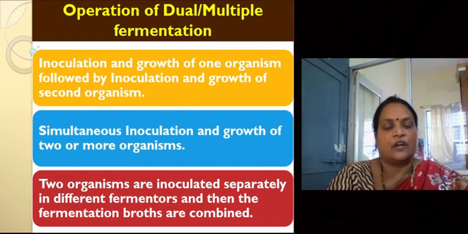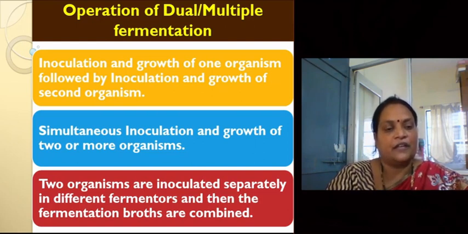Suppose you are using two organisms, you can first inoculate one organism and allow it to grow. Then you inoculate the second organism and allow it to grow. This is the first way, that is inoculation and growth of one organism followed by inoculation and growth of second organism. Or what you can do is inoculation of both the organisms simultaneously. Means you take the medium and inoculate two cultures simultaneously and allow the two organisms to grow.